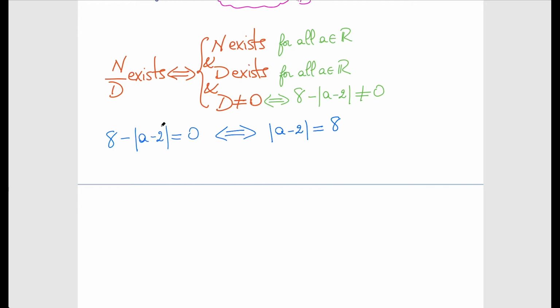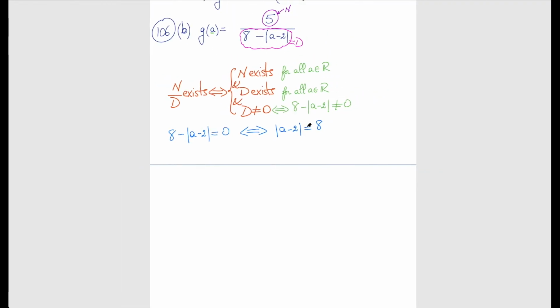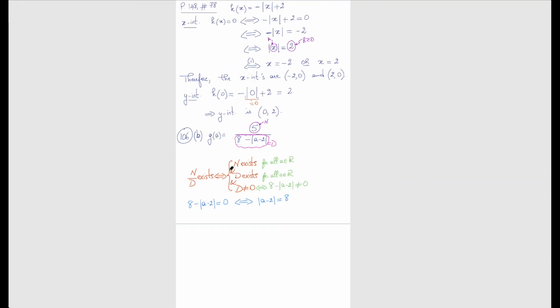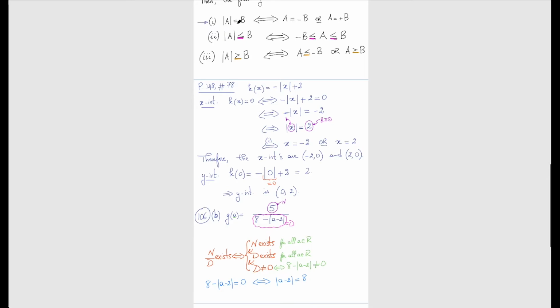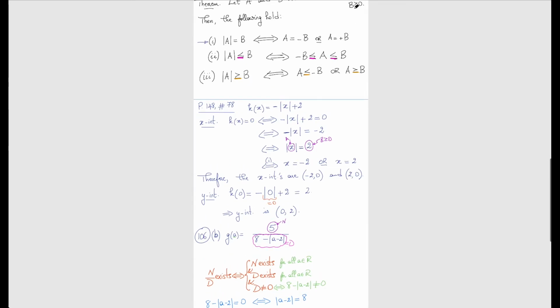Do you agree with this? If you just move this guy to the other side, you get that the absolute value of a minus 2 is equal to 8. Now based on property 1 above, let me take you there again. Actually, let's put both of them on the same screen if possible. I want you to look at this, and look at this, and convince yourself that I am in the same setup. I have absolute value of something on one side and b on the other side, which is 8 in this case, and I need b to be bigger than or equal to 0, right?